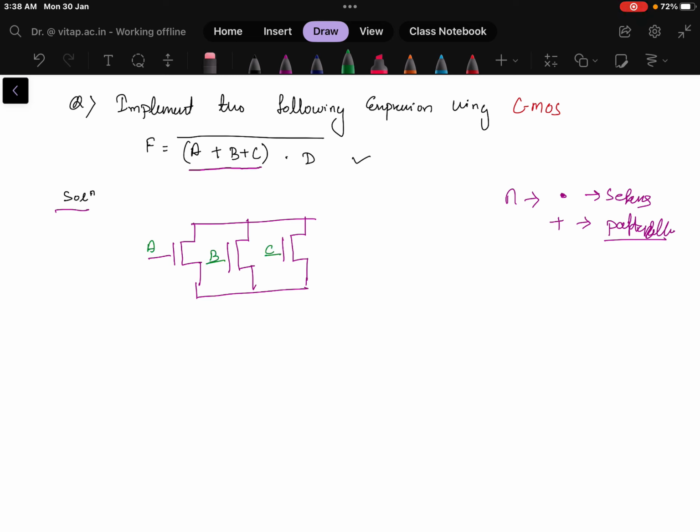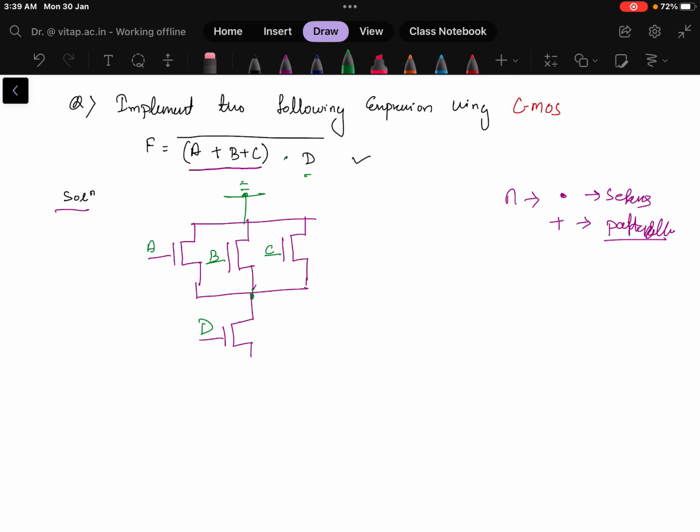Now this is in dot, or AND, with the D. So how to do that? All this combination will be in series with one more MOSFET, that is NMOS, and this will be your D, right. So this side will be connected to the output, and this side will be connected to ground, the lower voltage.